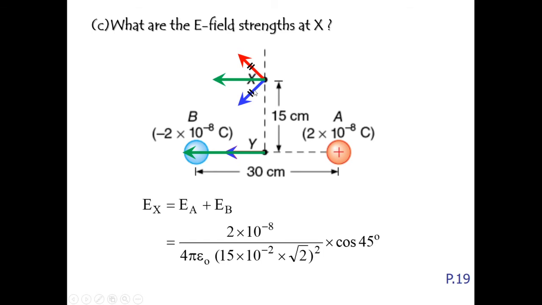And what will be the resultant field due to the two charges? Because by similarity, the horizontal component of the field due to the negative charge should have the same magnitude. So simply multiply this expression by 2. Then we can find out the resultant field at X, which is equal to 5.66 times 10 to the power 3 Newton per Coulomb.